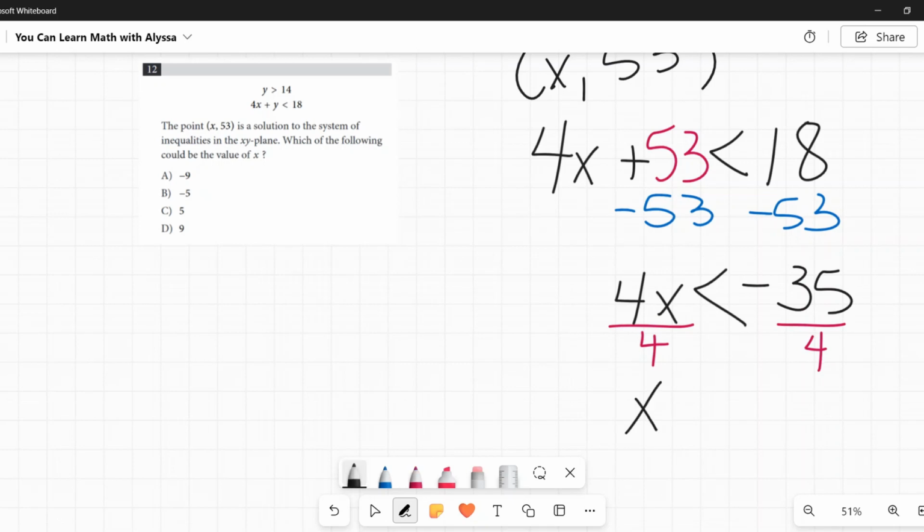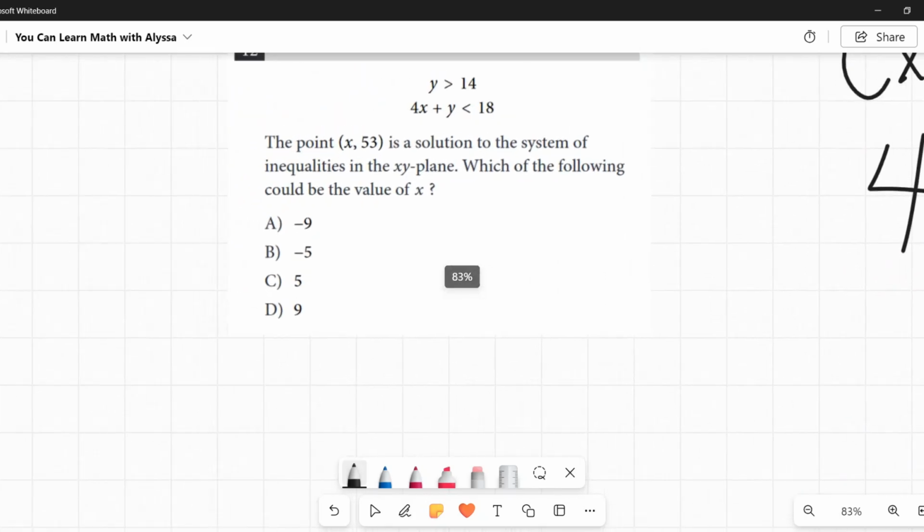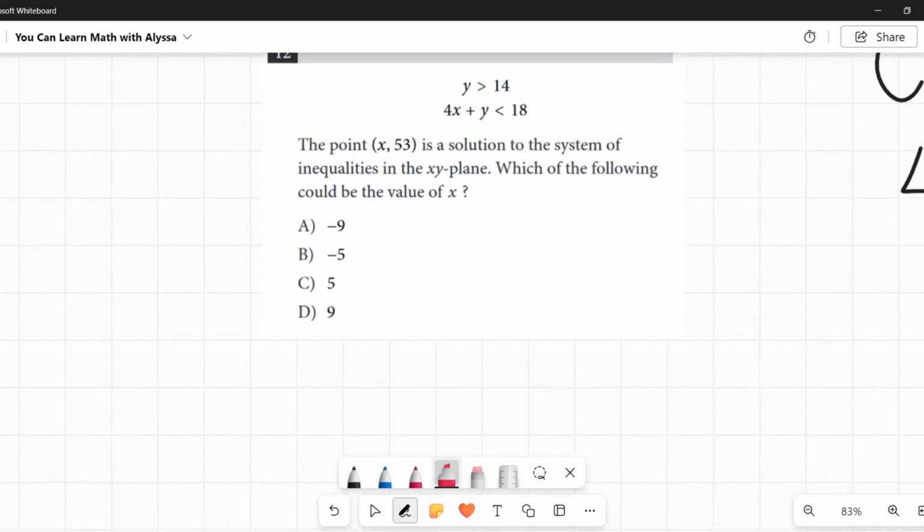And so I just have an x on the left, and then I am dividing by a positive number, so I do not have to flip this sign. Be careful of that. If this were dividing by a negative, you would have to flip that sign. Dividing by a positive, you don't. So -35 divided by 4 is -8 3/4. So what I have learned is that when y is 53, x must be less than -8 3/4. Which of these makes that true? The only one that is less than -8 3/4 is A, -9. And that's my answer.